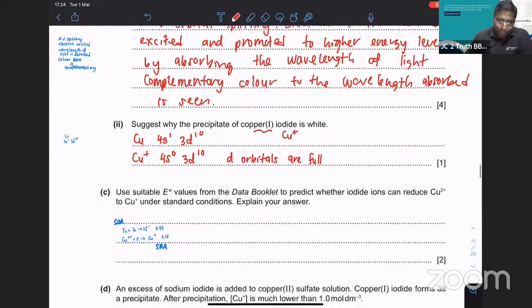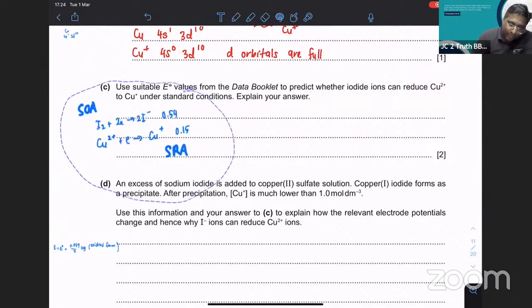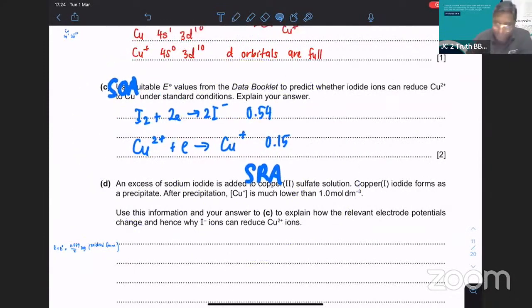Now use the suitable E values from the data booklet to predict whether iodide ions can reduce Cu2+ to Cu+. For this one, you need to look at the data booklet. The data booklet will always give you the values in terms of reduction. I have taken the values and put them over here. I have rearranged the values: you see 0.54 and 0.15.